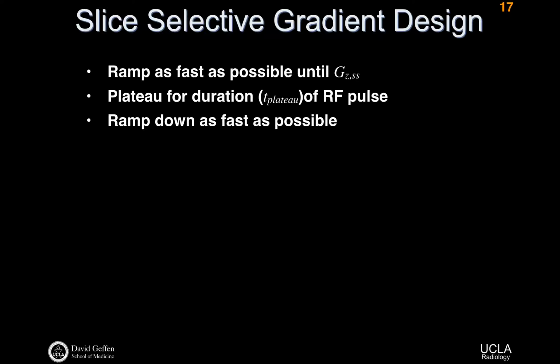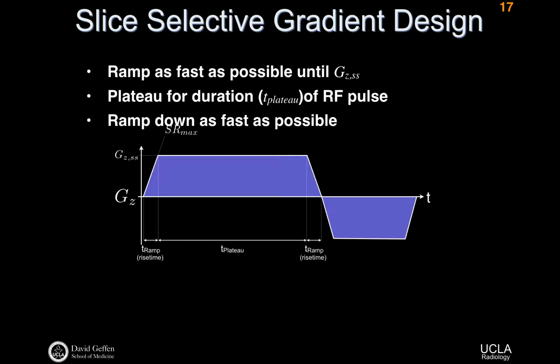Okay, so how do we actually design, if you will, the slice select gradient waveform itself? Well, you want to ramp up as fast as possible. We don't typically do anything during the ramp process itself, so let's just get up to the gradient strength we need as fast as possible, and then we'll hold it at that plateau for whatever the duration of the RF pulse is. And usually the RF pulse duration is defined for us by the frequency content and the time bandwidth product, for example. And then once you're done with the excitation process, you just want to ramp down as quickly as possible.